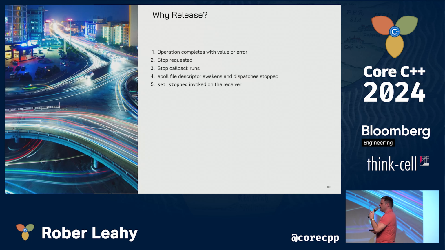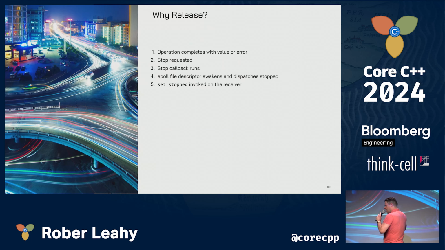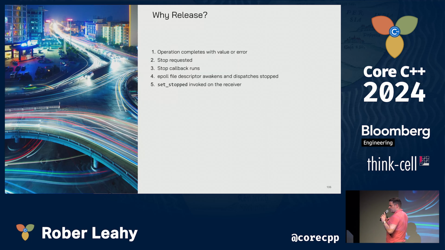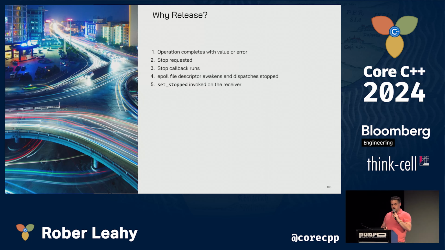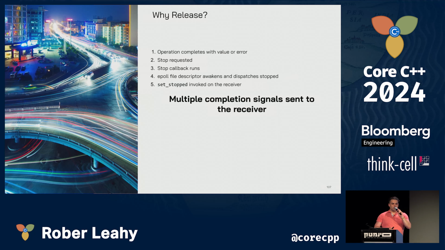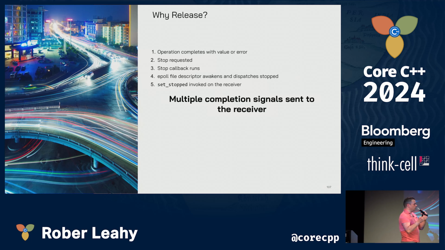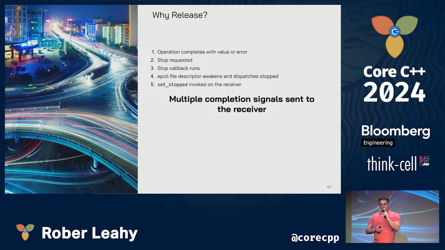And the reason for this is a problematic ordering. Imagine we didn't do this and we sent value or error through to the receiver, and then sometime later a stop is requested. That stop callback might be within its lifetime. It's going to wake up and it's going to sign us up to receive a stop completion signal. Then the epoll file descriptor wakes up, we receive the stop completion signal, and we sent multiple completion signals through to the receiver. As I said earlier, everything comes back to carefully ensuring that you cannot violate the receiver contract.